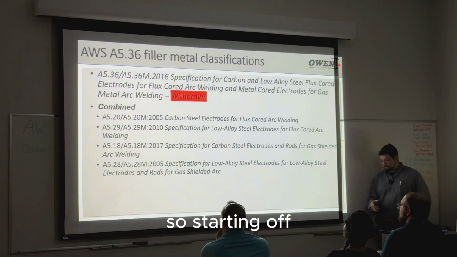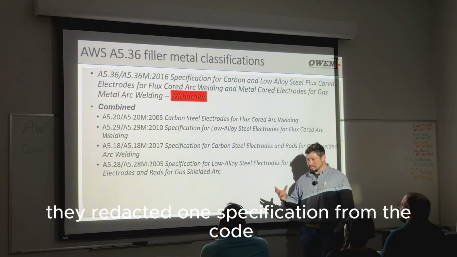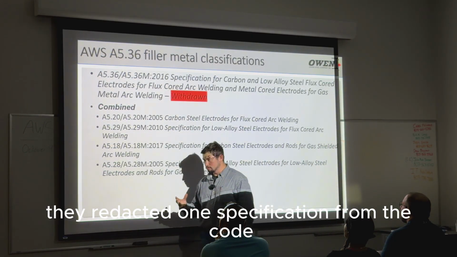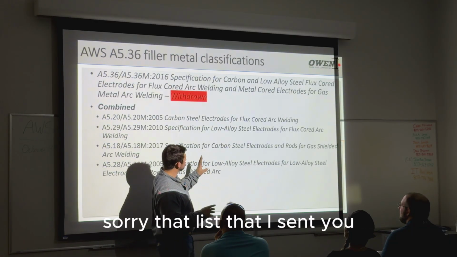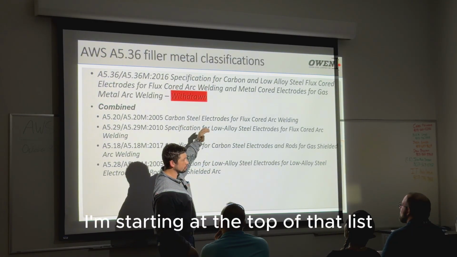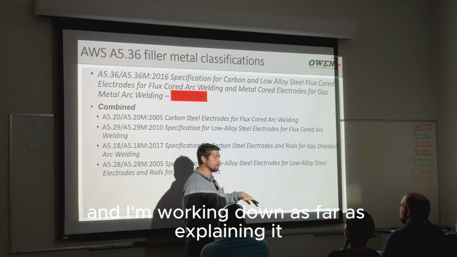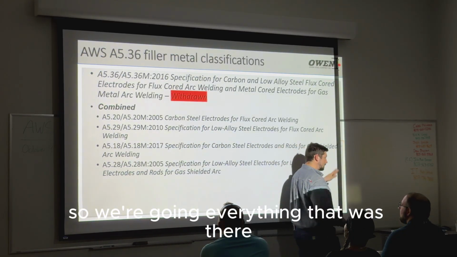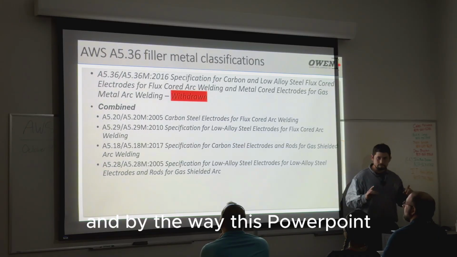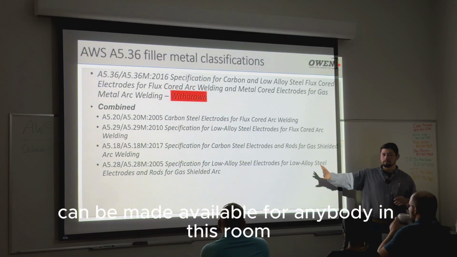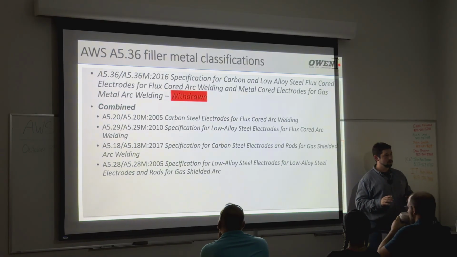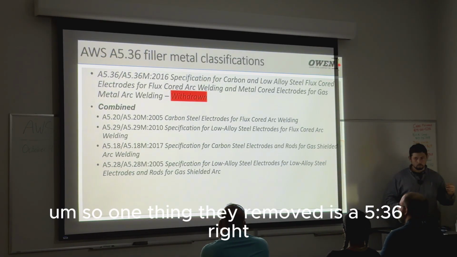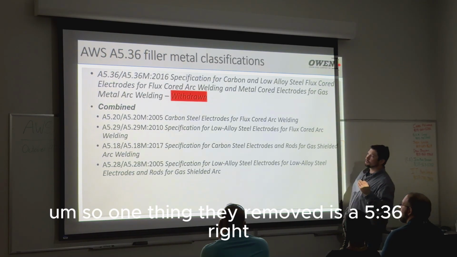So starting off, they redacted one specification from the code, just for preference, or not preference, but reference, sorry. That list that I sent you, I'm starting at the top of that list and I'm working down as far as explaining it. So we're going through everything that was there. And by the way, this PowerPoint can be made available for anybody in this room that wants to have it as a reference. Okay? So one thing they removed is A536, right?